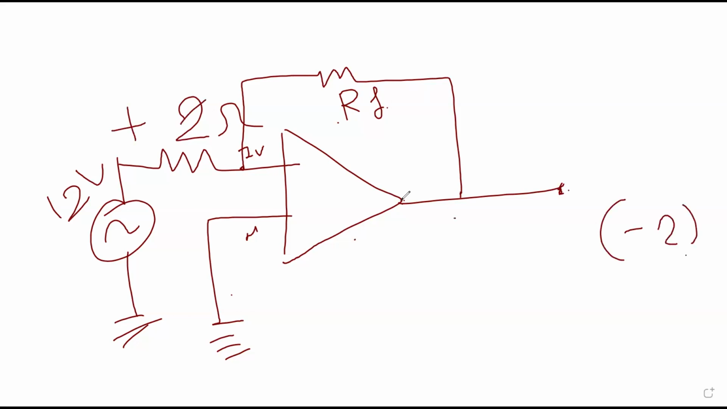They will ask about the current flow, meaning I equals V by R, so currents I1, I2, whatever. The current is flowing, so you need to calculate it. So they will share their screen.